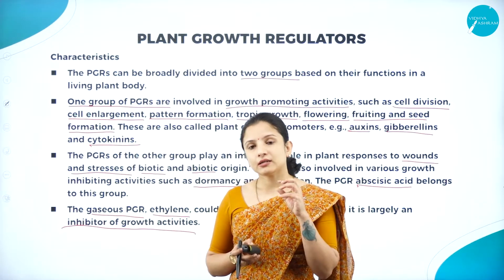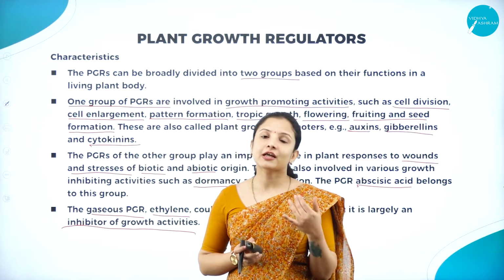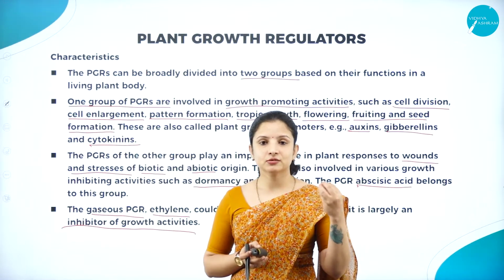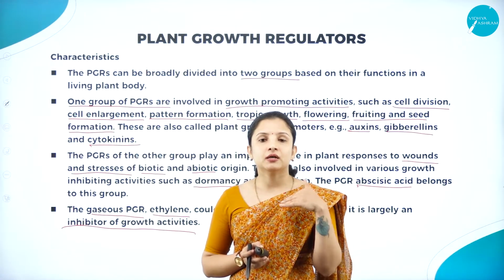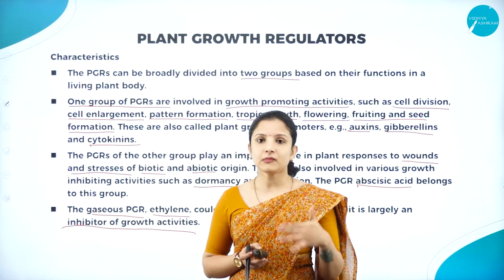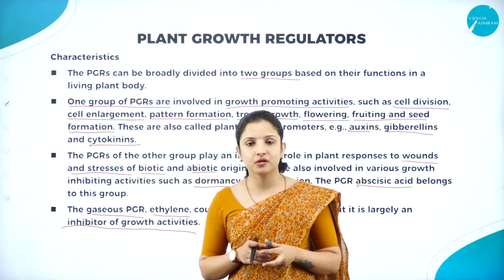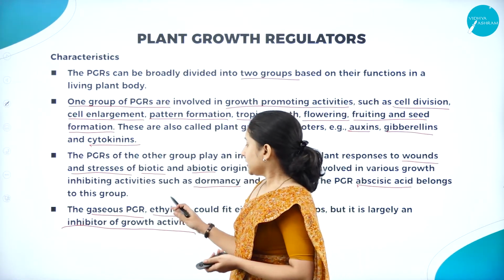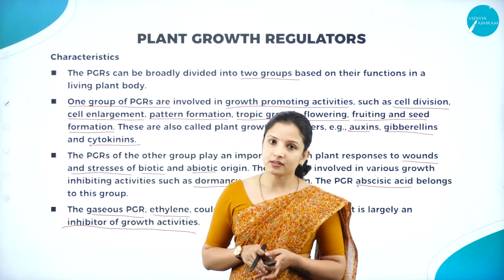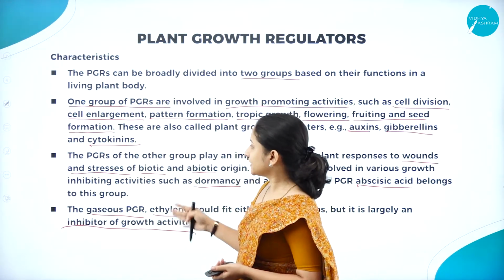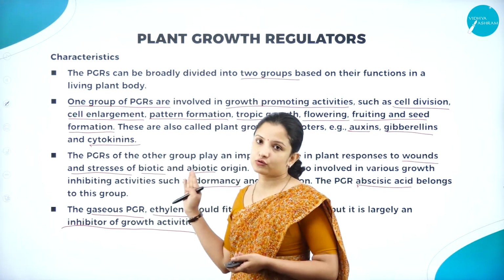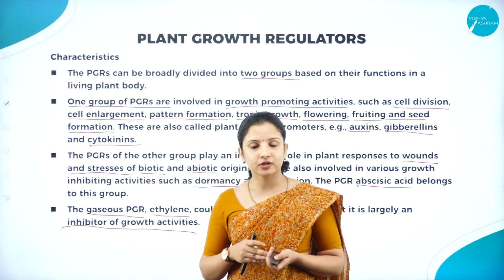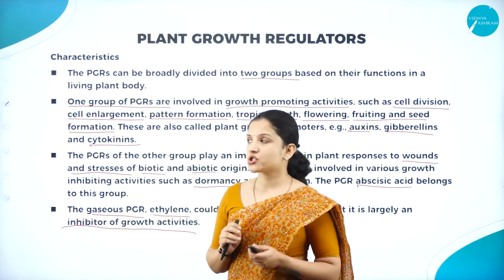Apart from that, ethylene is of great economic importance to fruit growers. Why? Because ethylene is one such hormone that will help in ripening the fruit fast. So that is why it can be used for economic purposes. But other than that, it is a growth inhibitor. It inhibits the growth activities of the other hormones. That is why they have not placed ethylene in either group 1 or group 2 of the plant growth regulators. So these are the different types of plant growth regulators and their characteristics in general.